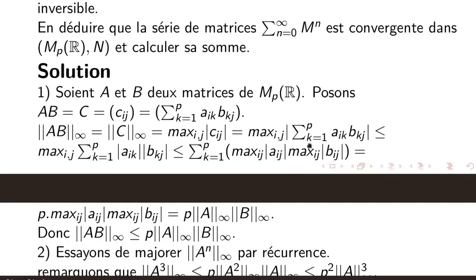Then we can bound the absolute value of this sum by the sum of the products of the absolute values. Thus, we obtain the max over i,j of the sum from k equals 1 to P of the absolute value of a_ik times the absolute value of b_kj. We will now bound each term a_ik by the max over i,j of the absolute value of a_ij, and each term b_kj by the max over i,j of the absolute value of b_ij. So each sum is bounded by a sum of the product of the maxes. These sums are therefore the same, and it is no longer necessary to keep this max in the bound.